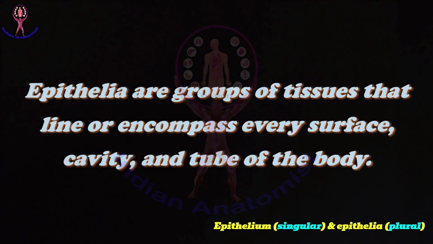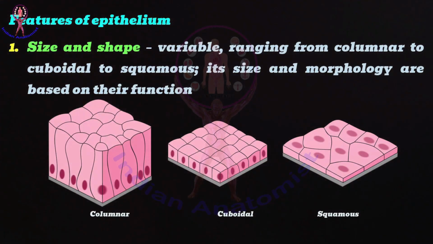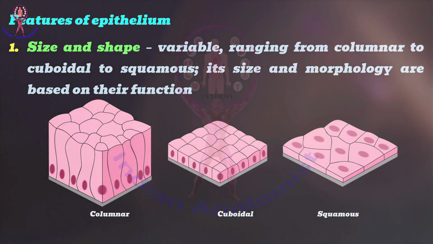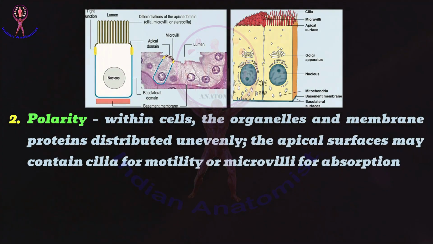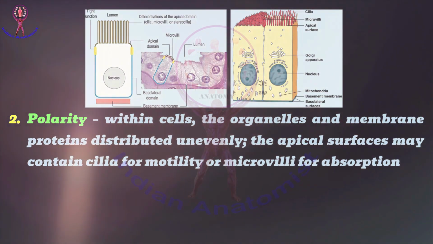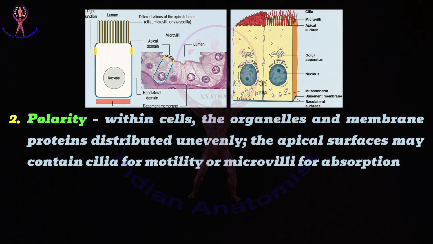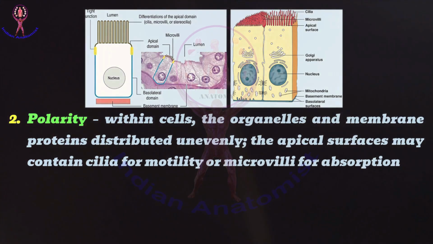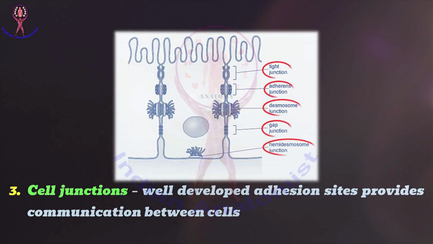Coming to the features of epithelium: Number 1, size and shape. The size and shape of epithelial cells are variable, ranging from columnar to cuboidal to squamous. The epithelial size and morphology are based on their function. Number 2 is polarity. Inside the epithelial cells, the organelles and membrane proteins are distributed unevenly. This affects the disposition of the nucleus, so the nucleus may be away from the center. In certain instances, the epithelial cell surfaces may contain surface projections called cilia for mobility, or microvilli, also called stereocilia, for absorption.